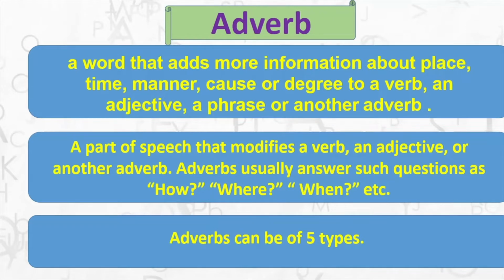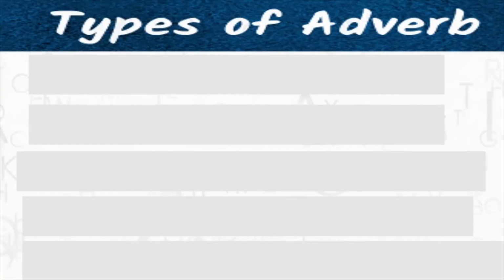So when you say adjective, it is more about the noun. But when you say adverb, it is not only more about the verb, but also more about an adjective, another adverb, or even a phrase. Now since we are talking about types of adverbs, let us take a quick look at the various types of adverbs that you have. So these are the various types of adverbs. Let's take a look at them one by one.